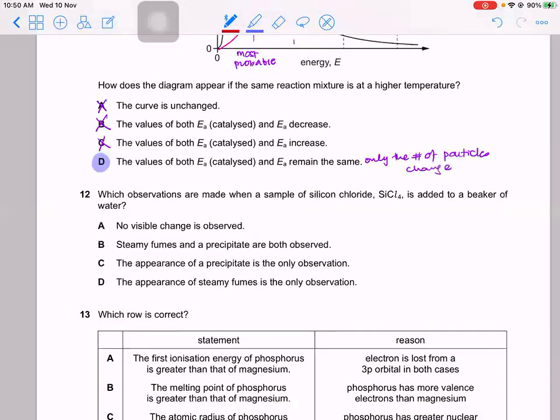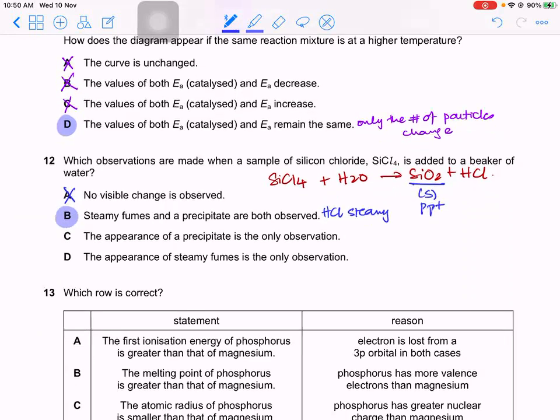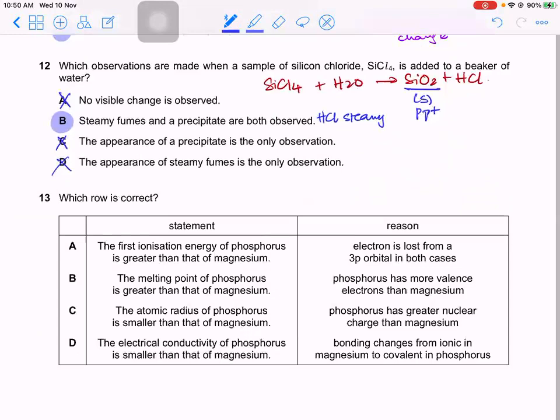Which observations are made when a sample of silicon chloride is added to a beaker of water? So let's see, when you add SiCl4 to water, what will happen? You will get SiO2 and HCl. We've done this equation in period 3. So you have a white precipitate and an acidic solution. So let's see, no visible change, no. Steamy fumes and a precipitate both are observed. Yes. What will be the steamy fumes of? HCl will give you the steamy fumes and this will give you a precipitate. Precipitate is the only observation, steamy fumes is the only observation. No. Is this clear? Which row is correct?